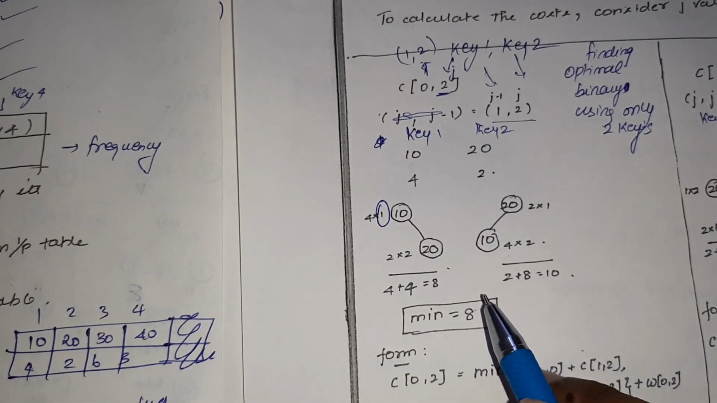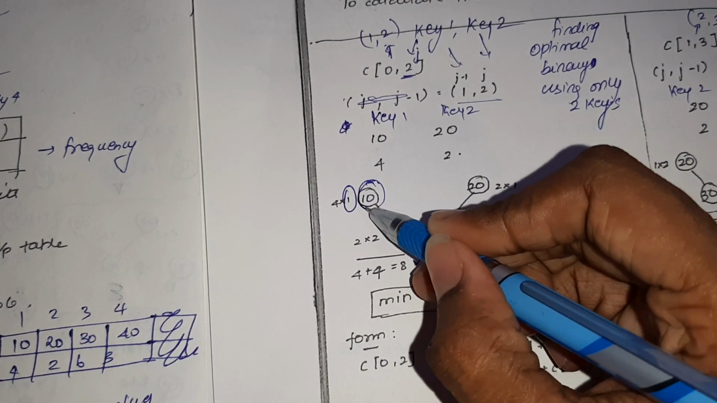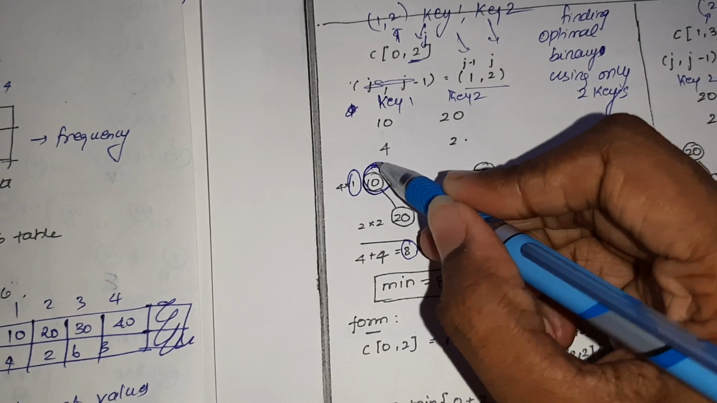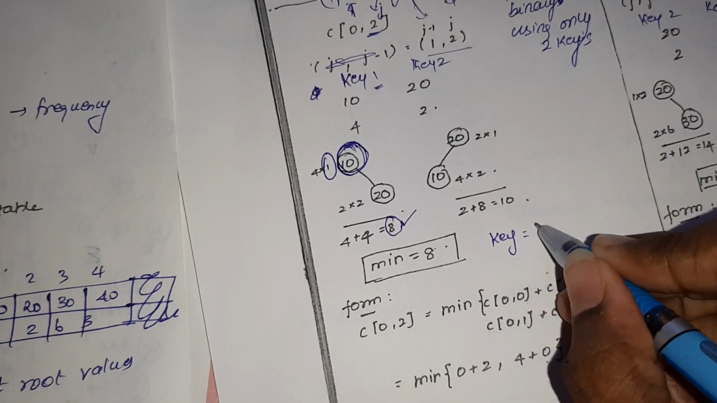So here where we are getting 8, I am getting 8 here, but whenever 10 is the root node, we are getting the minimum value. What is the key value of the 10? 1 is the key value. So note down here, key value for 8 is 1.